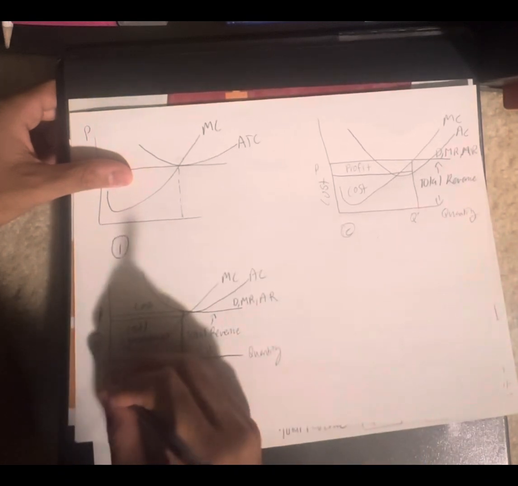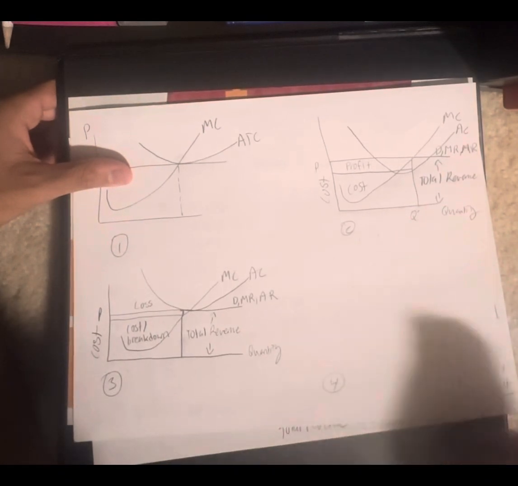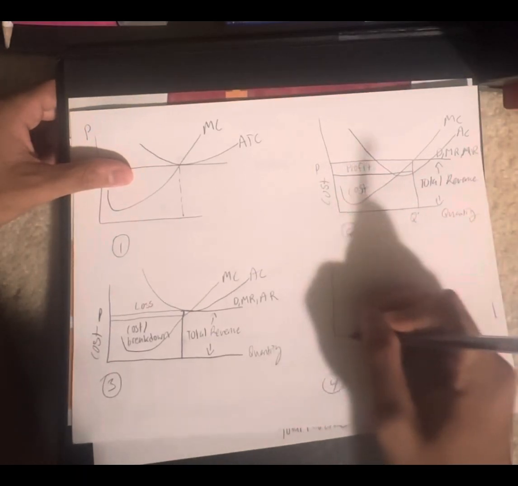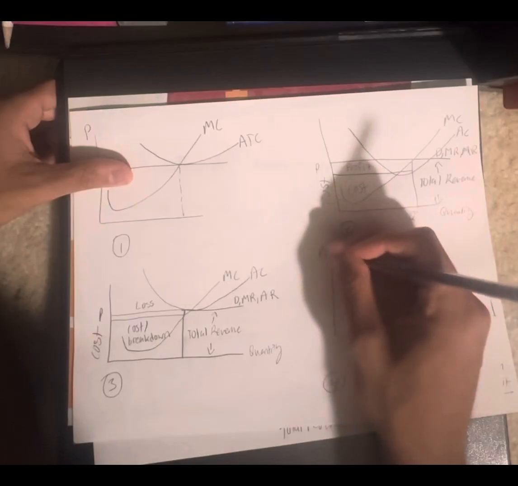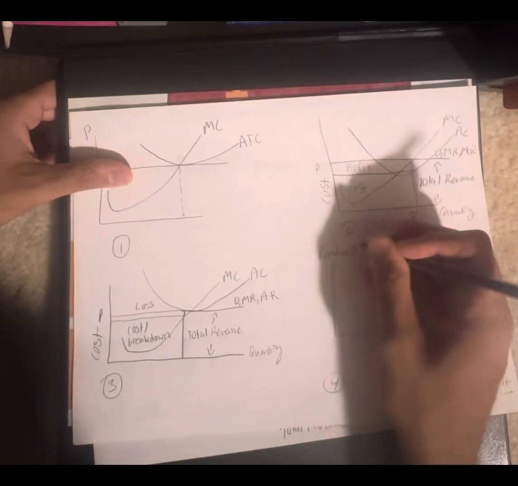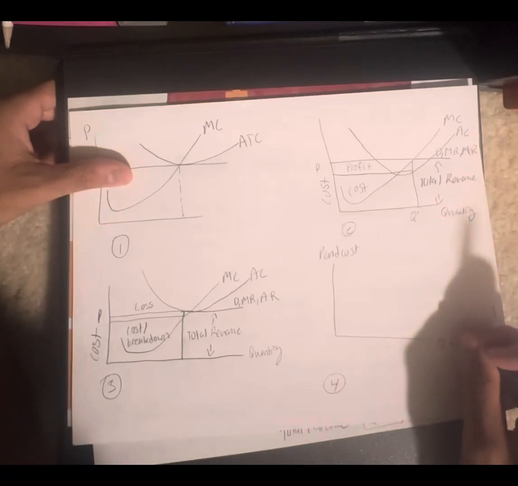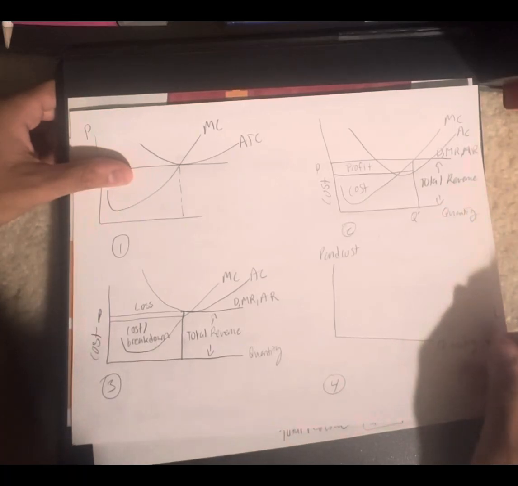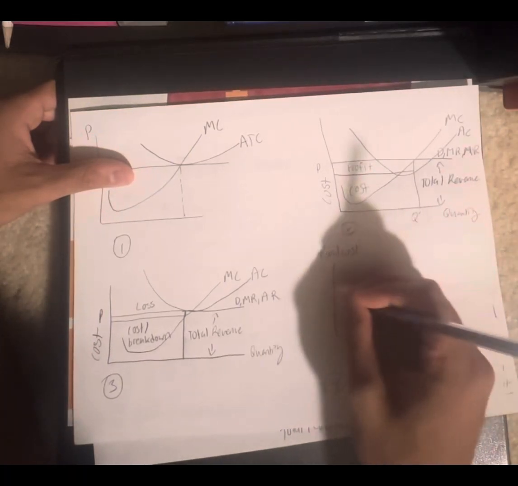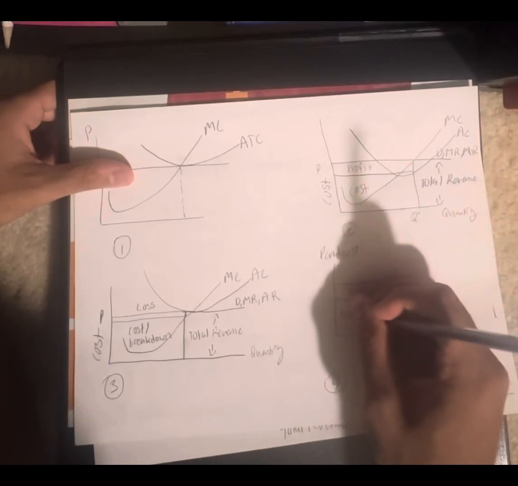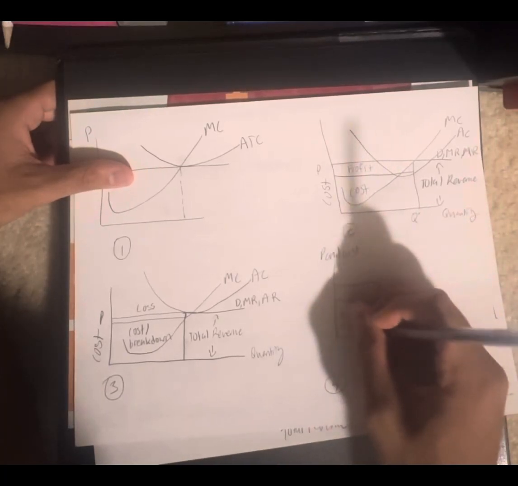Now we have our graph 4, which is losses below the shutdown point. This has the MR equals P line. It has an MC curve, an AVC curve above the price line, and also an ATC. This graph shows a perfectly competitive firm that is losing money and should shut down immediately.